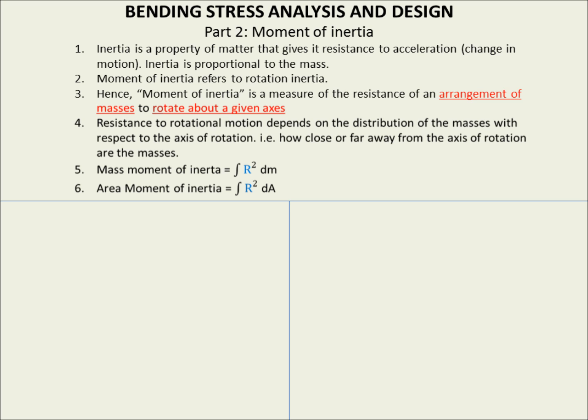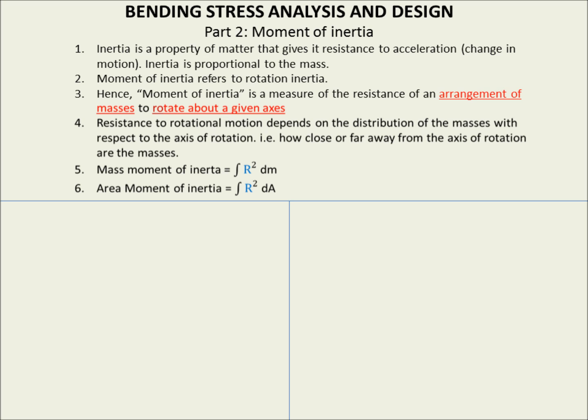First of all, let's add a couple of items to our list of facts here. Item number 5 states that the mass moment of inertia, which we just derived, is the integral of r squared dm, where r is the distance from the axis of rotation to the masses, and dm represents the masses.